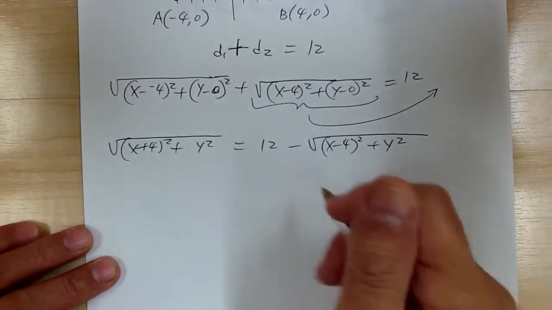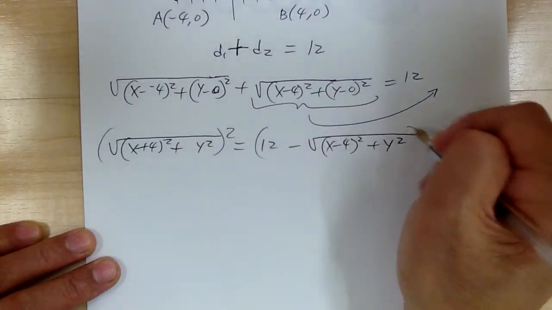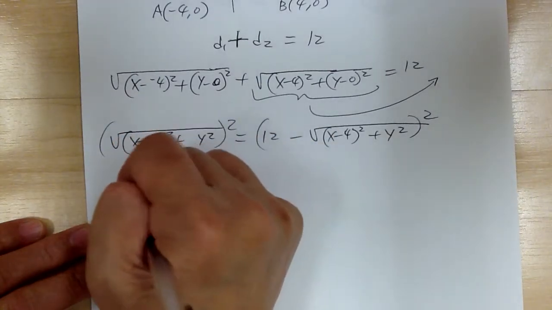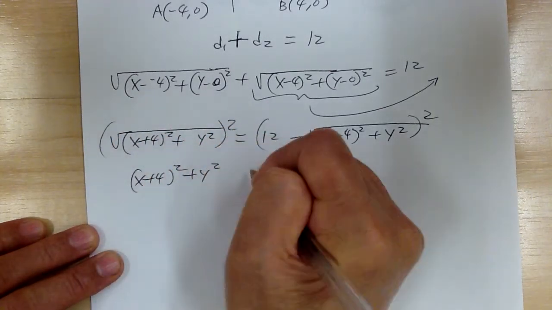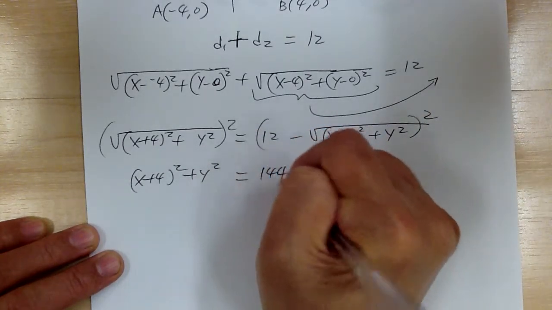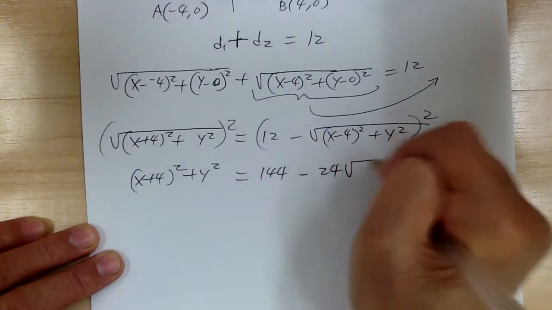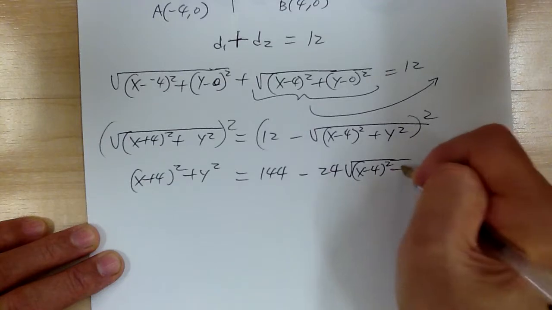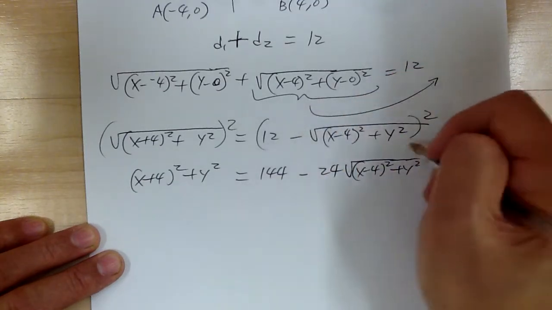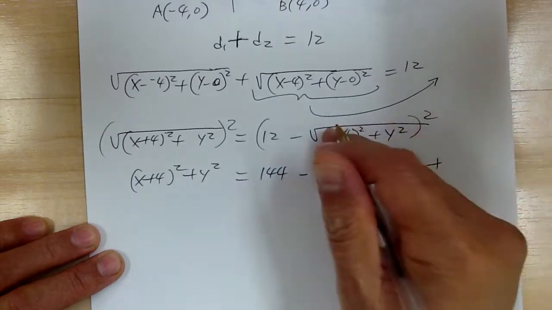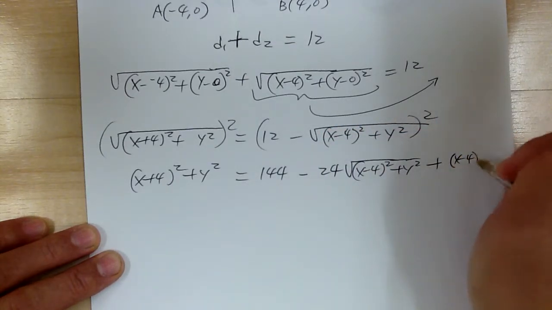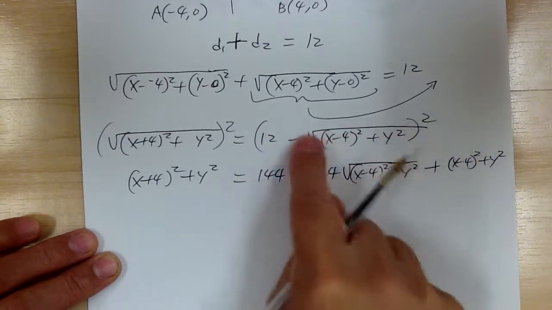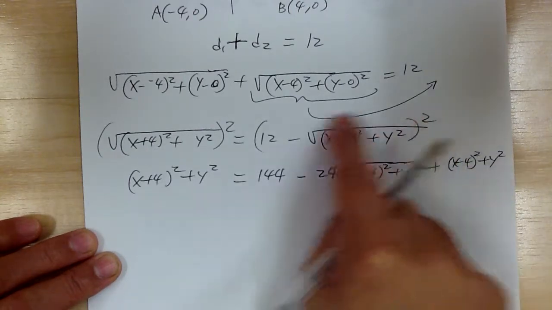The next step is to square both sides. When you square both sides, the square root cancels out. So you're going to get (x plus 4) squared plus y squared. This one, when you square, you're going to get 144 minus 24 square root, right? Again, this times that, that's your middle term, plus this part over here. So again, you square 12, you get this. You square this, you get that. And the middle term came from this.